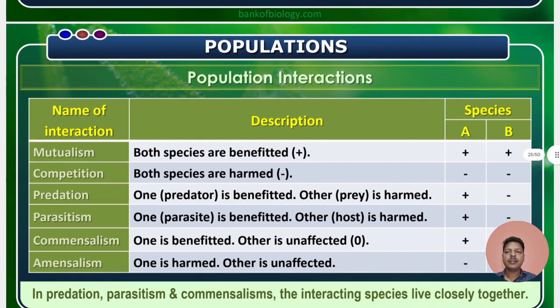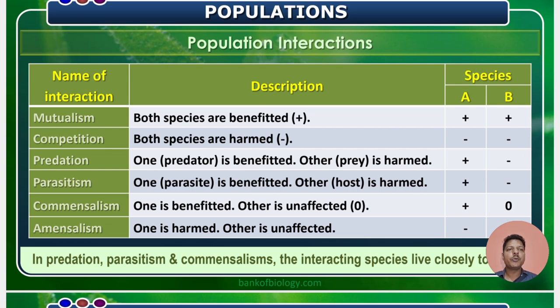So let's start here. What is mutualism? Here both the species are benefited. Here the plus mark is given. A is a species, B is a species. Both are benefited. That is called mutualism. Competition means both species are harmed, that means negative. Here you can see. Predation means one, the predator, is benefited while the other, the prey, is harmed. So plus and minus is given.